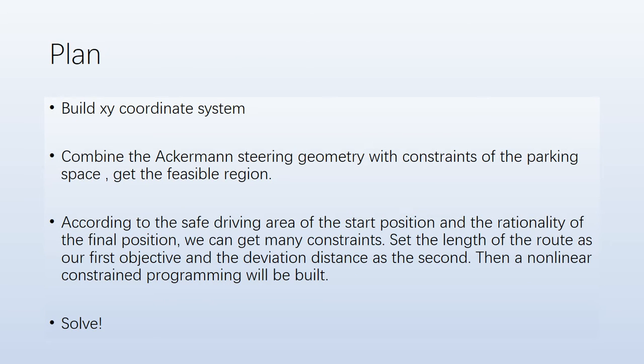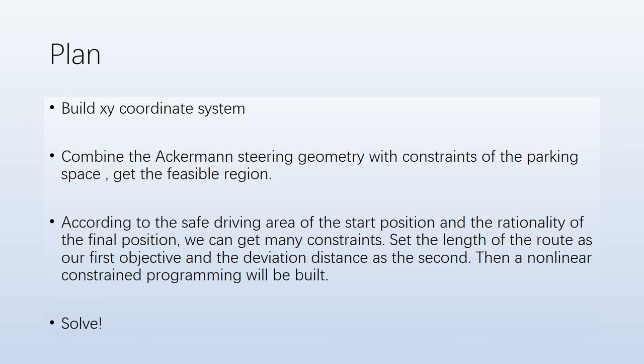About my plan? Well, first I'm going to build an XY coordinate system to transfer this problem to a 2D math problem. Then I will use the core idea of this project, which is Ackermann steering geometry. This geometry tells the geometric relation when the car is turning. I'll combine this Ackermann steering geometry with constraints of the parking space, and then we can get the feasible region.